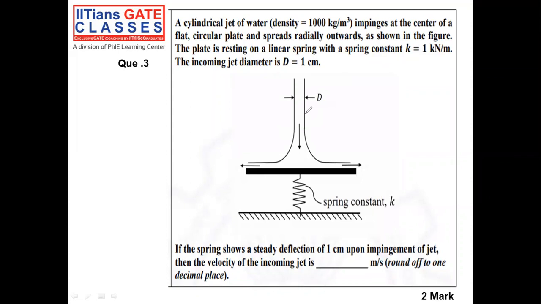And the spring is showing some steady deflection. You need to read the line very carefully: steady deflection of 1 centimeter upon impinging of the jet. What is the velocity of the incoming jet that we need to calculate? Of course, we can easily calculate this question. Let me draw the figure.